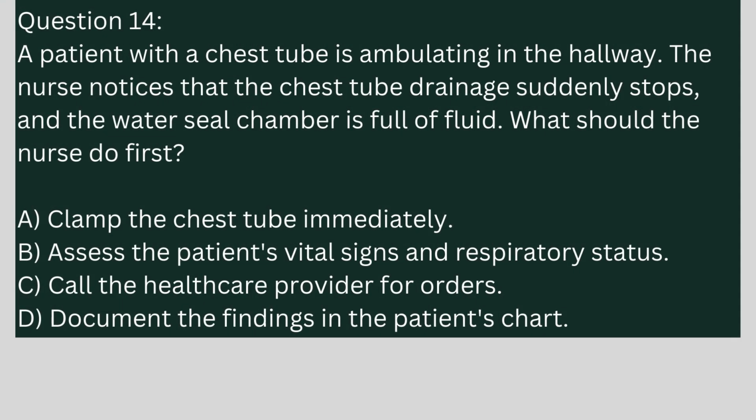Question 14. A patient with a chest tube is ambulating in the hallway. The nurse notices that the chest tube drainage suddenly stops, and the water-sealed chamber is full of fluid. What should the nurse do first? A.